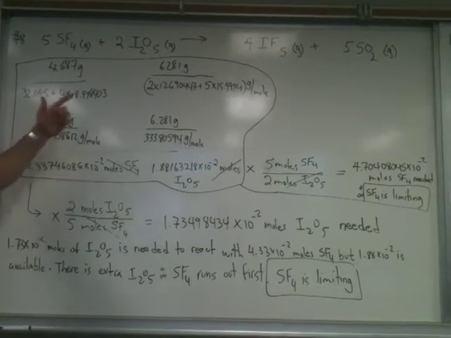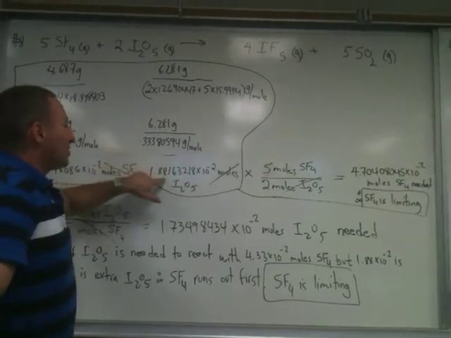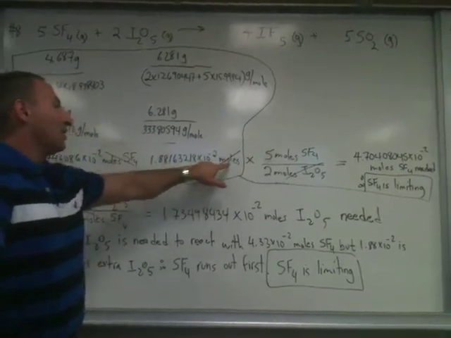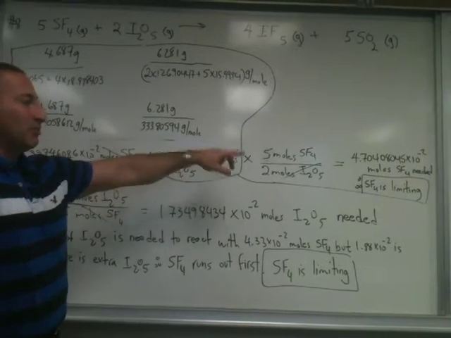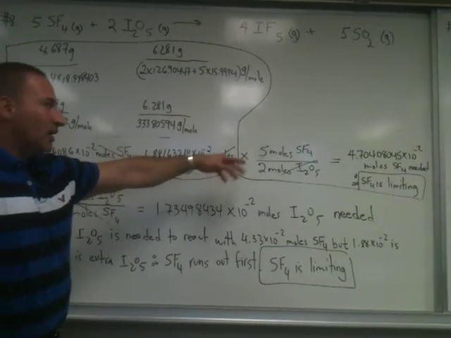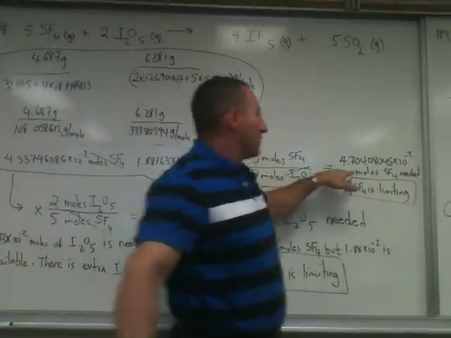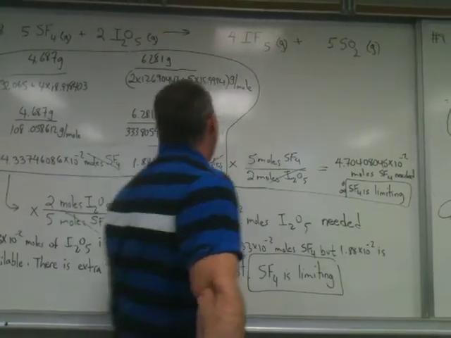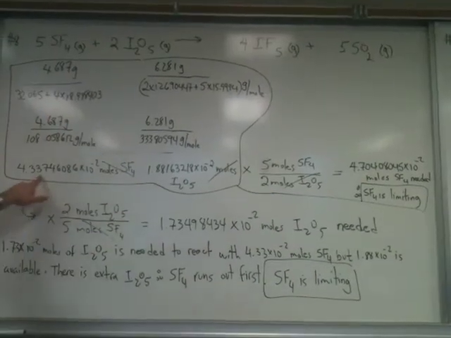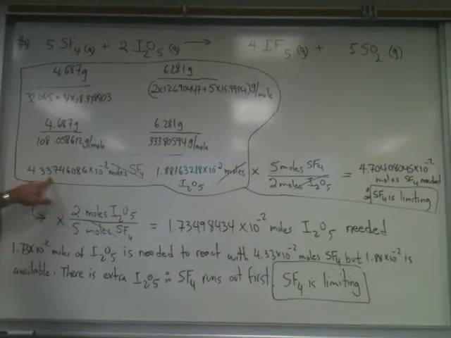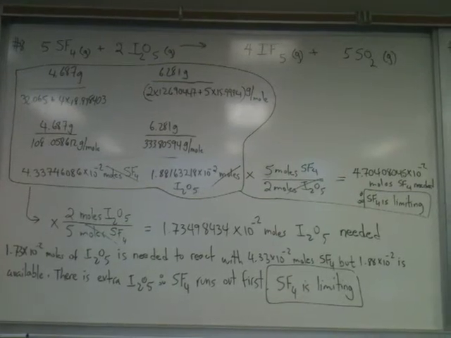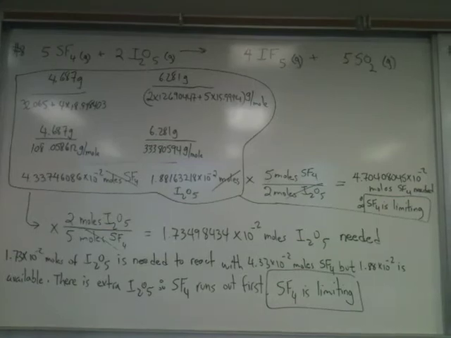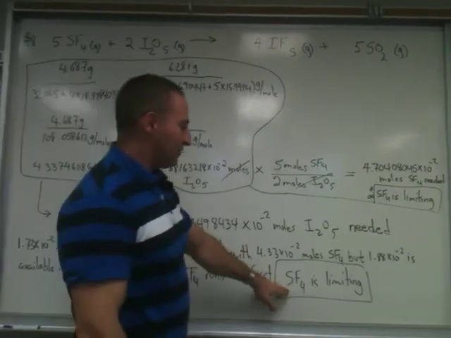Starting from here, we can also find it out starting from there. If we start out from here now, though, we're not going to use 2 over 5, we're going to use 5 over 2, because now we're trying to eliminate moles of I2O5. So we're going to put moles of I2O5 on the bottom. The conversion factor is 5 over 2. That means we need 4.704 moles of SF4. But we actually have 4.33, so we have less than we need. That tells us automatically SF4 is limiting. So we solved the same problem 2 different ways. The question they asked was which one is limiting, and we found out that SF4 is limiting.